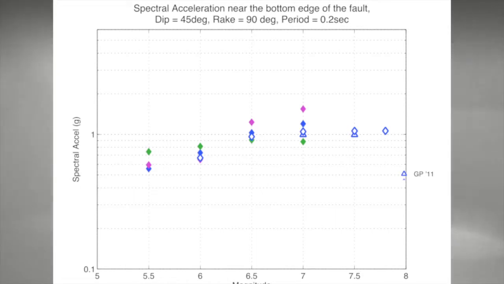For the dip of 45 degrees, I looked at what the spectral acceleration was. I plotted that up for each one of the methods there. One caveat is that the 5.5 and the 6 actually have a depth of 2.5 kilometers because that's what we modeled. We didn't model a surface rupture.